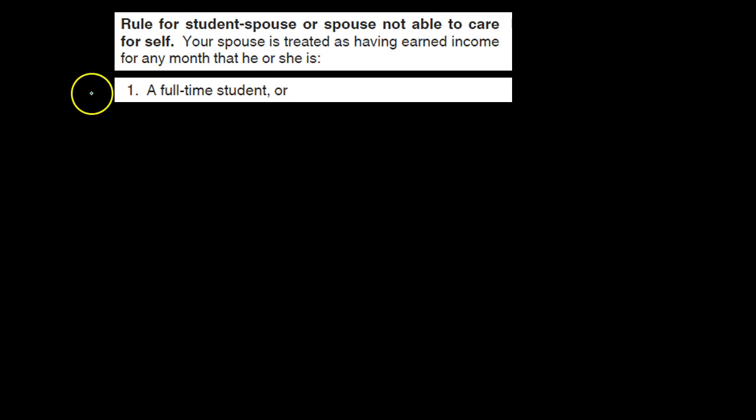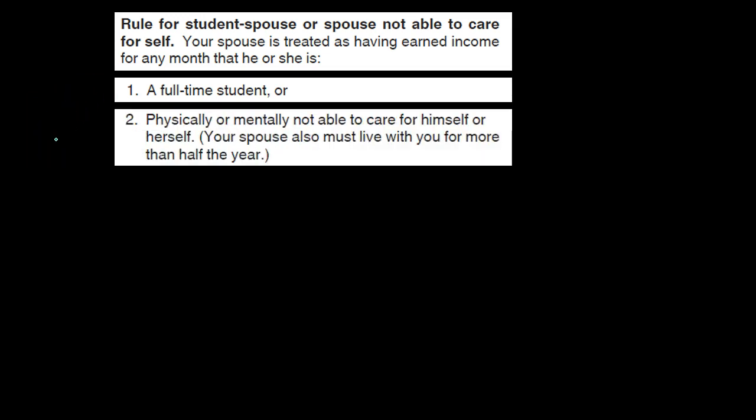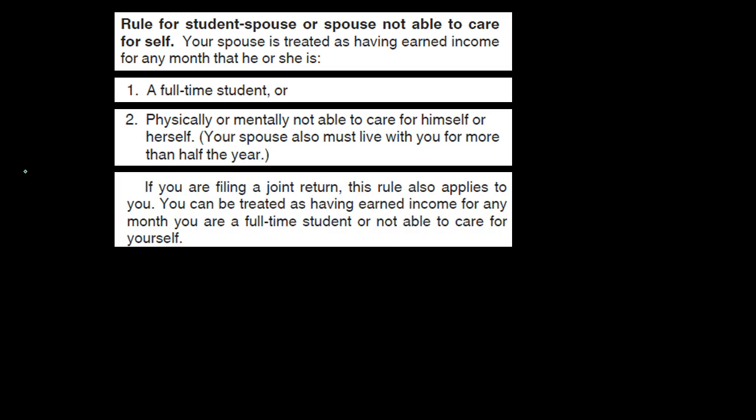Well, they're saying, if we have a full-time student or a spouse physically or mentally not able to care for himself or herself, your spouse also must live with you for more than half of the year. If you are filing a joint return, this rule also applies to you. You can be treated as having earned income for any month you are a full-time student. So any month you're a full-time student. That could be huge, because that's one of the kind of restrictions oftentimes.